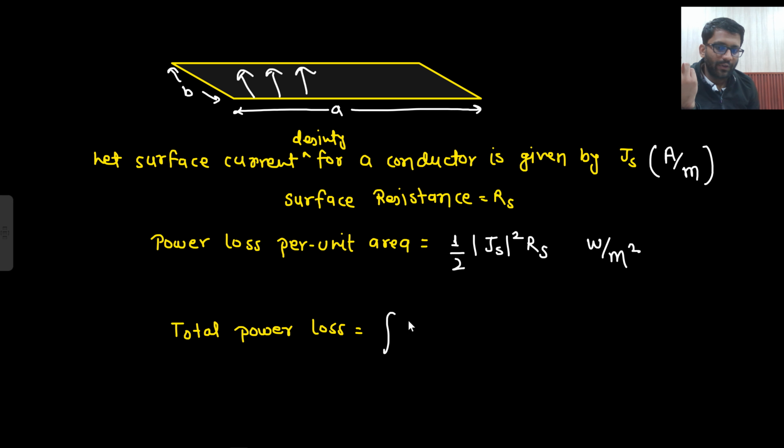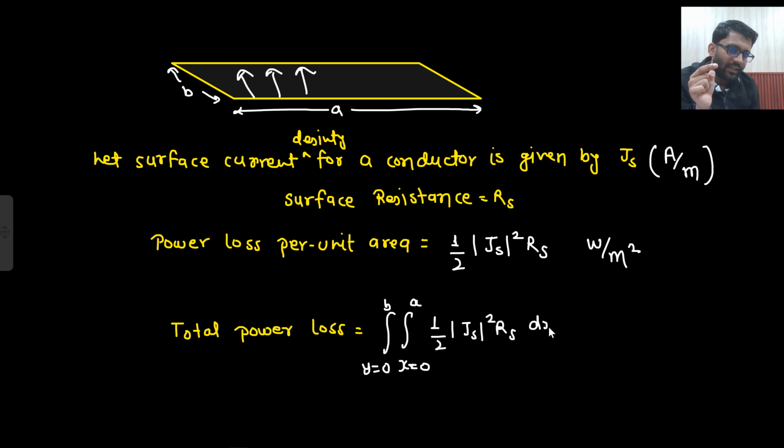So what we will do is the integration, taking the limit of x from 0 to a and taking the limit of y from 0 to b. Or you can take limit of y from 0 to a, x from 0 to b. Basically, you need to integrate with respect to the complete area. Whatever the surface that is given, there you need to integrate, right? So this is the watt per meter square into dx dy. This will be the total power loss in the conductor.